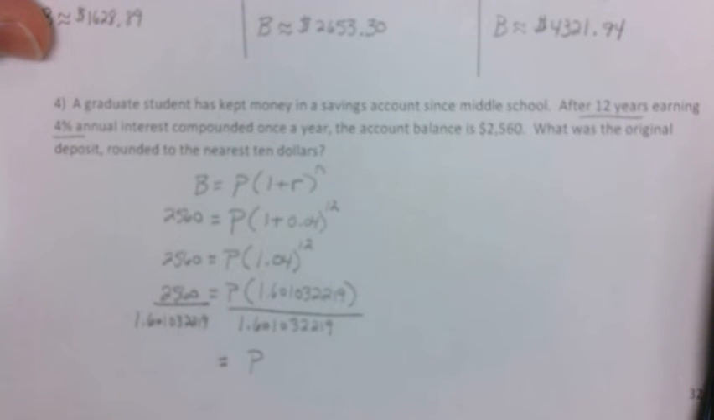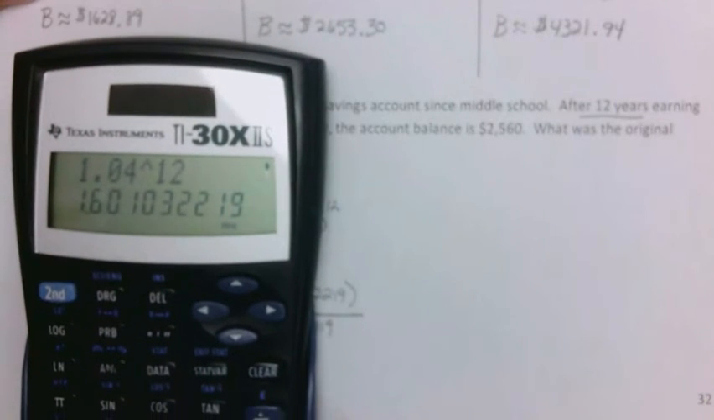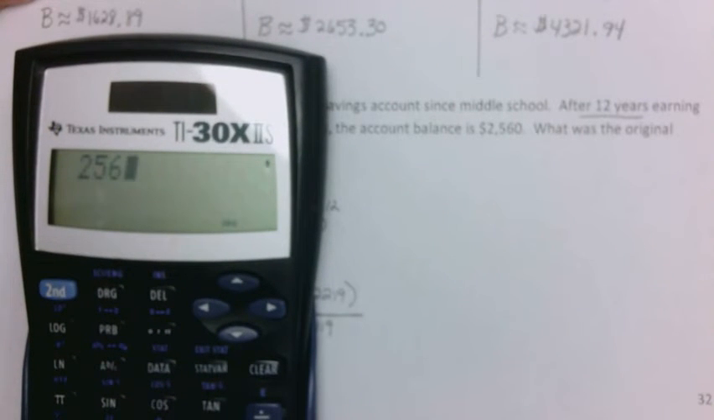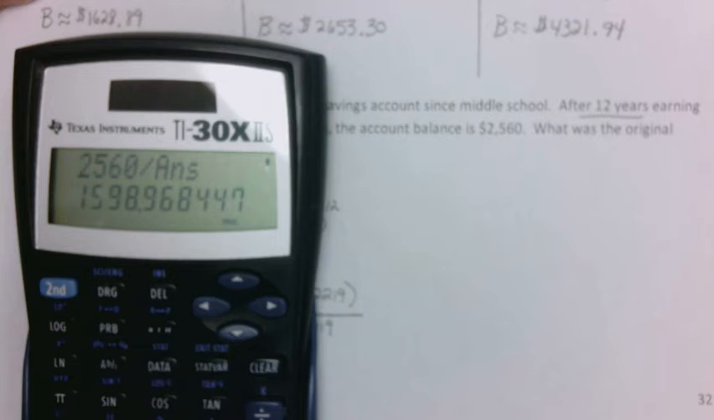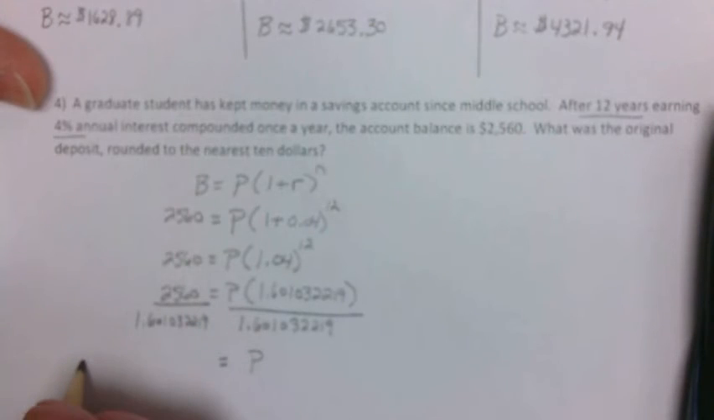And on the left side, I know that those are going to simplify to 1, leaving us with P, the principal. And to get this answer on my calculator, I'm not going to erase this number. I'm just going to do 2,560 divided by, I'm going to hit second and then the answer button. And that is the number when I do that division. Okay, so I'm going to have 1,598 and 968,447 is the value of P.